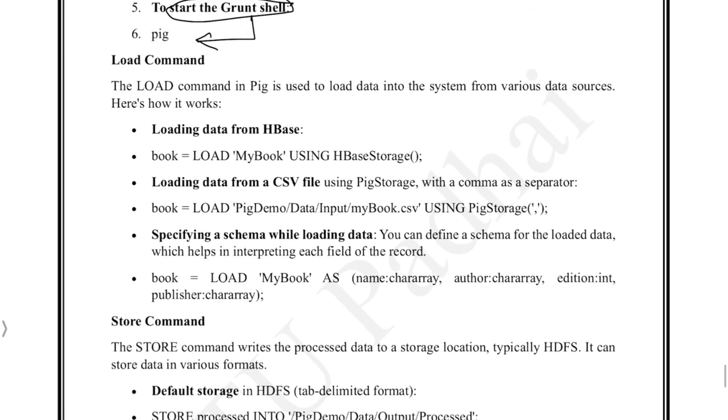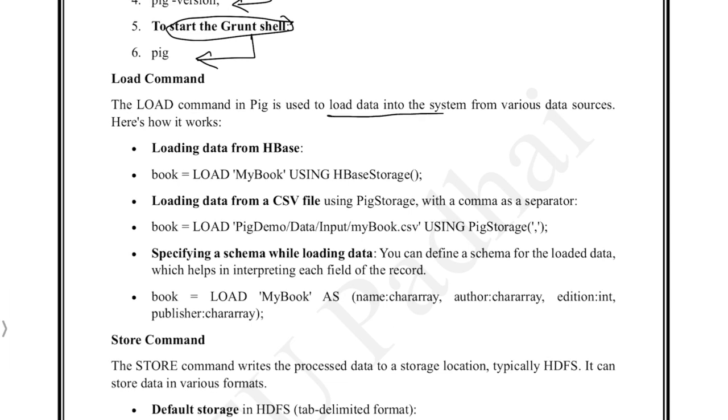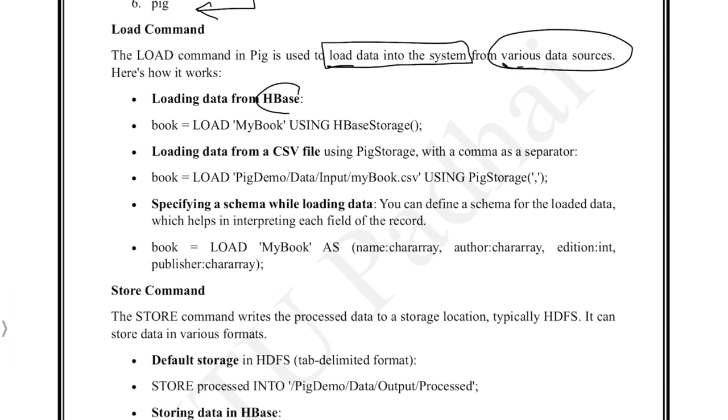Next is the load command. The load command in Pig is used to load the data into the system from various data resources. For example, loading data from HBase: book equal to load my book using HBaseStorage. What it will do is make use of the load command. The load command will look for a data set or database whose name is my book, and using the HBase storage method it will load all the data.